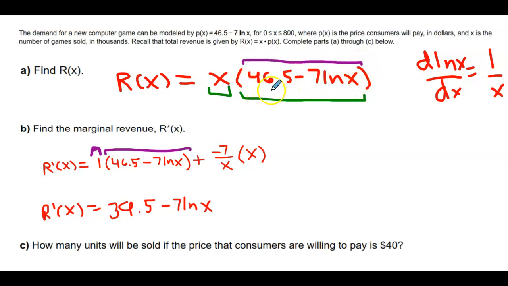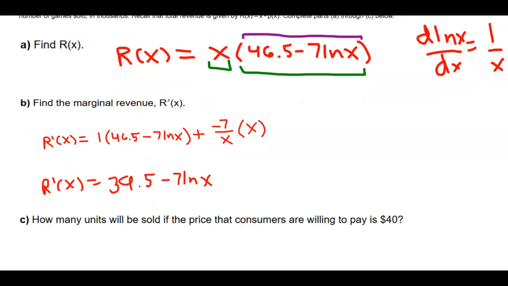So we took a derivative of this, we got a 0, and then a minus 7 over x. So that's this piece. And then it's just times the first factor, which was the x. So there's our derivative.